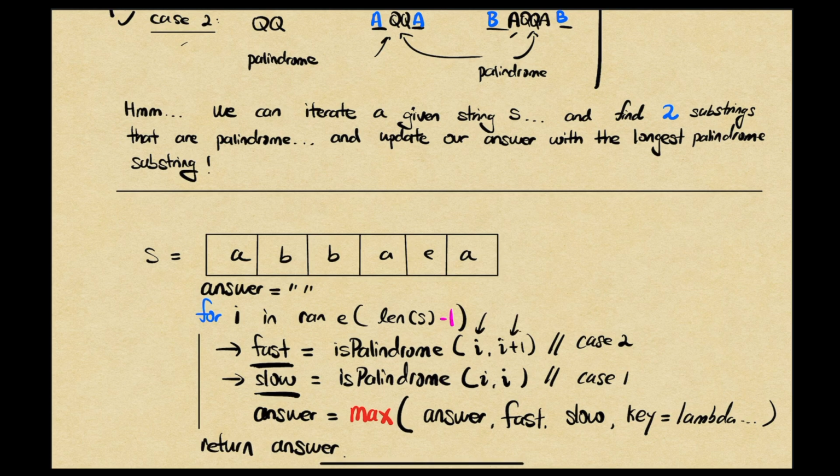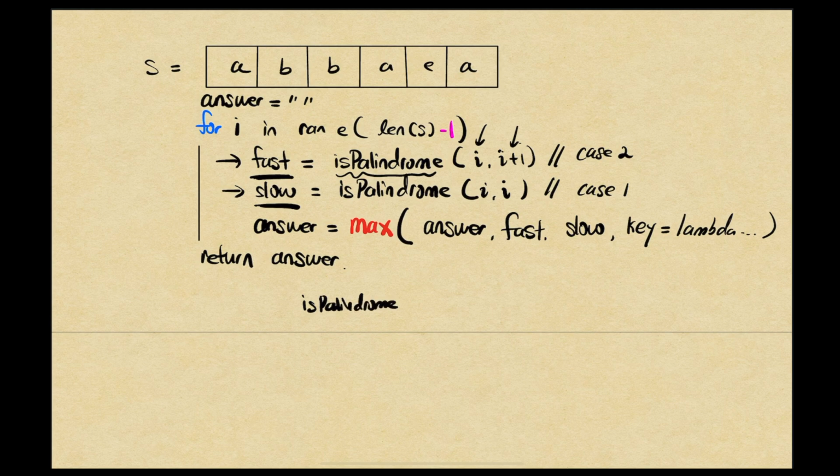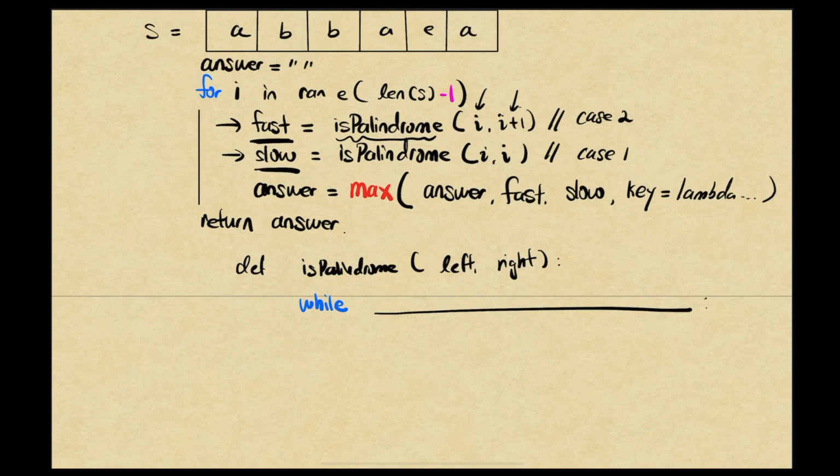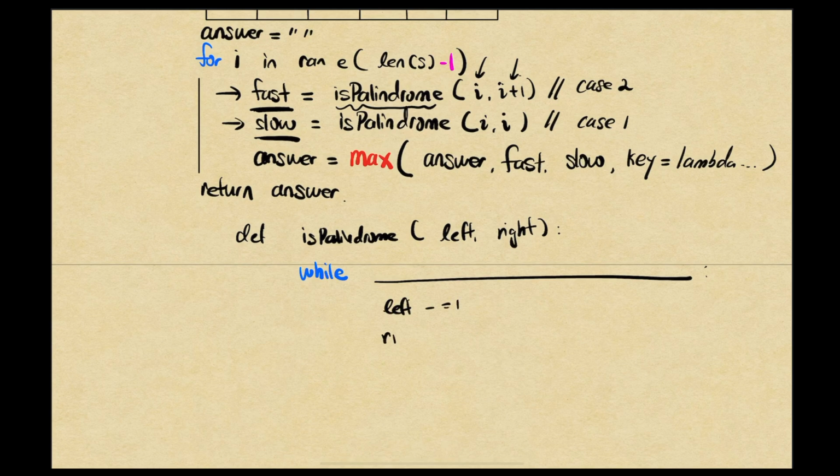Right now, I haven't defined what our is palindrome nested function is, but it will be something like this. Say we have left and right, and we will have a while loop. While some conditions are true, we decrement left by 1 and increment right by 1. So what should be our condition here? We know that left cannot be less than 0, so left must be greater than or equal to 0, and right must not be bigger than the length of S, so right should be less than or equal to n minus 1.